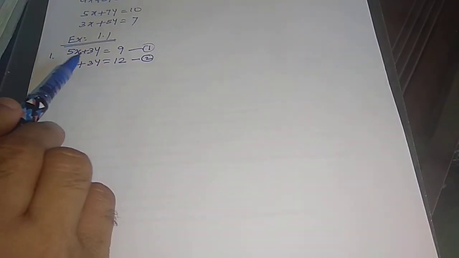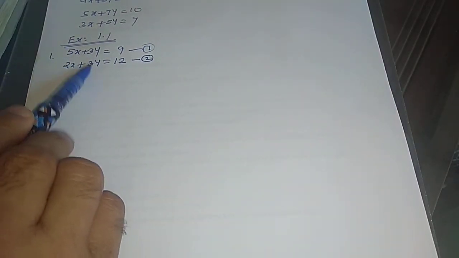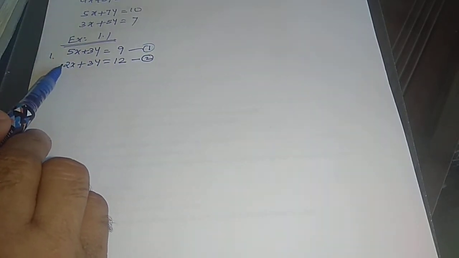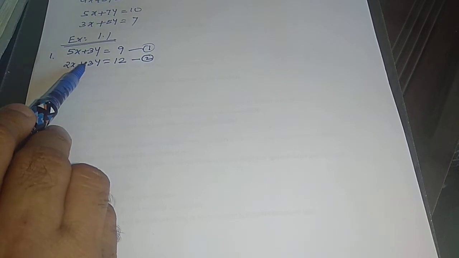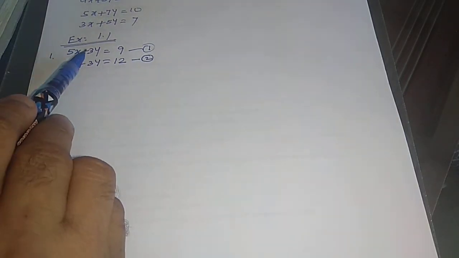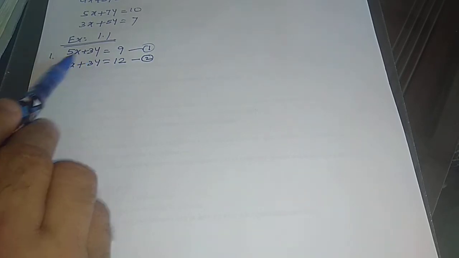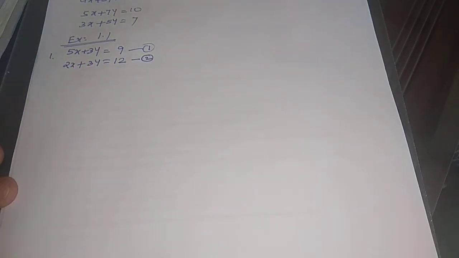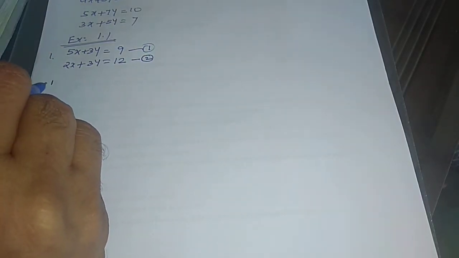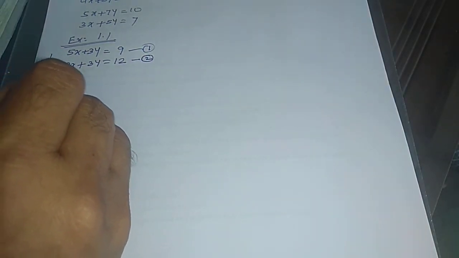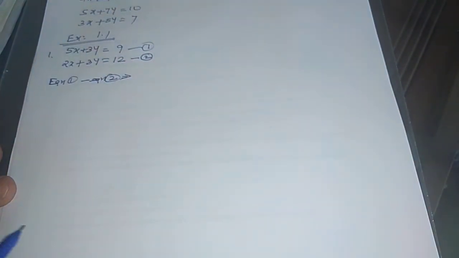Here we observe that the y coefficient is 3y in both. The x coefficients are different, the y coefficients are one and the same. So we subtract. When we subtract this 3y from this 3y, that becomes 0. 3y minus 3y becomes 0. Therefore, equation 1 minus equation 2.